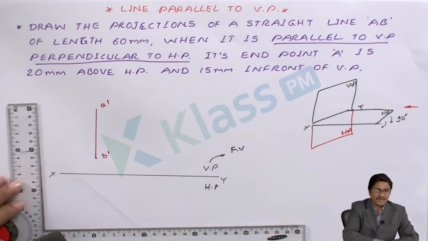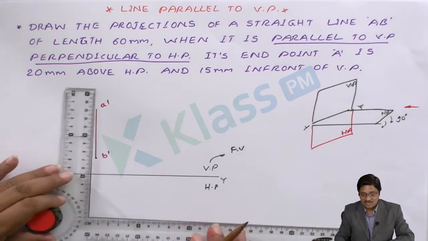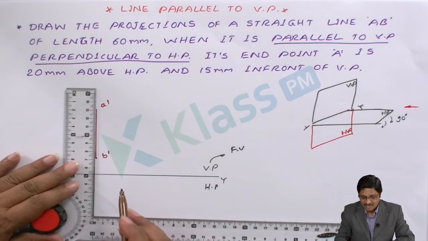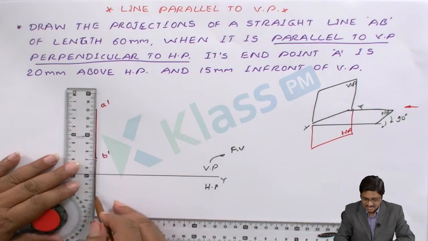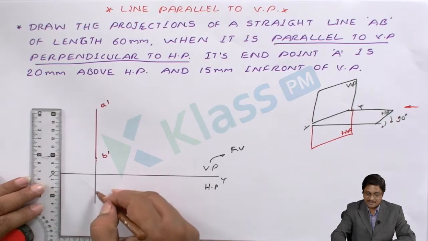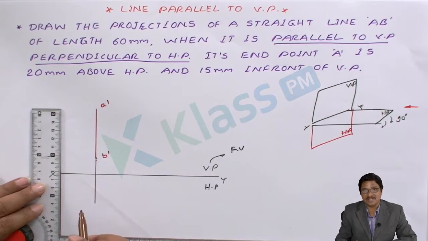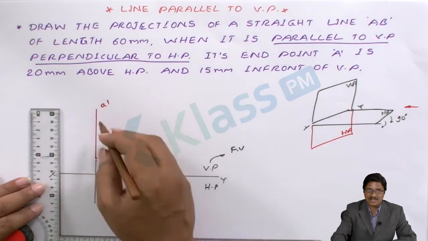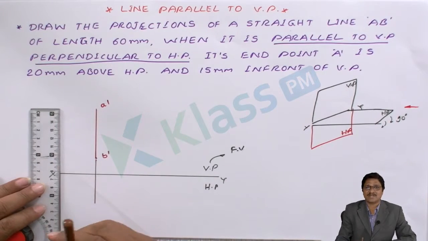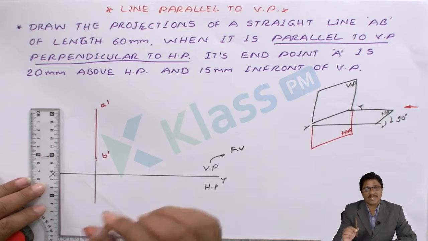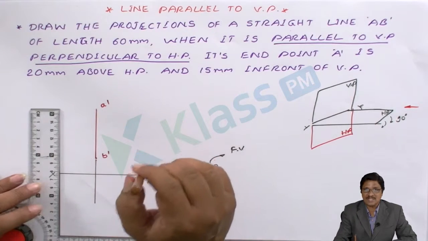Completed. We know that the front view and top view are always in the same line. So based on the condition, our top view must be on this line only. A dash means the corresponding top view A should be on this line. B dash means the corresponding B point should also be on the same line. So whenever you view in this direction, to understand the logic simply, take your pen or pencil and just place the position.